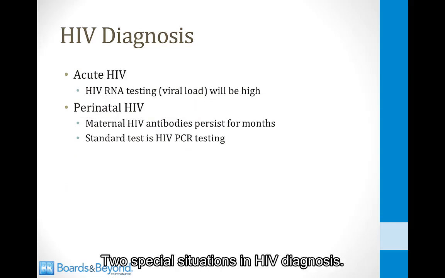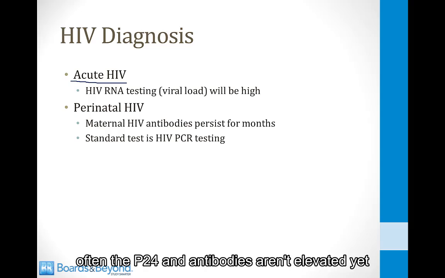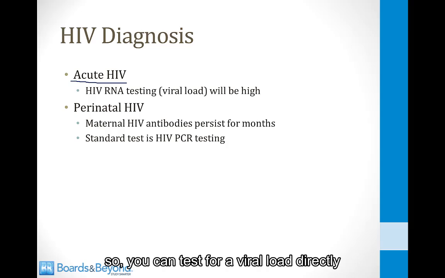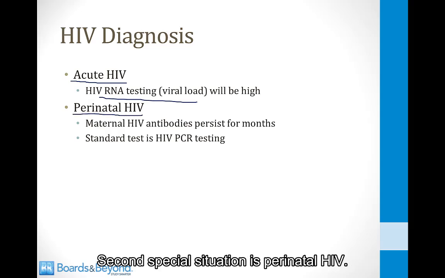Two special situations in HIV diagnosis. If you suspect a patient has acute HIV, if they have that mononucleosis-like febrile illness, often the P24 and antibodies aren't elevated yet, so you can test for a viral load directly to see if there's evidence of infection in the patient. Second special situation is perinatal HIV.